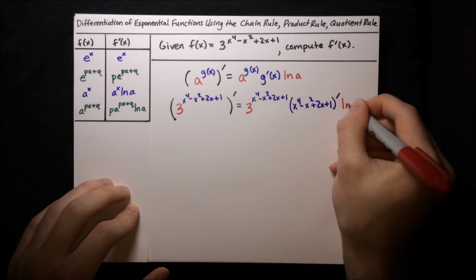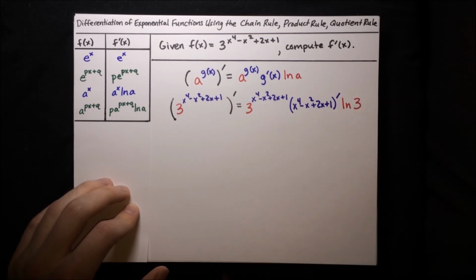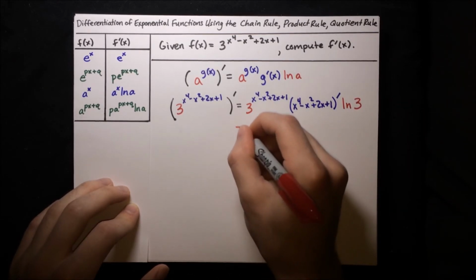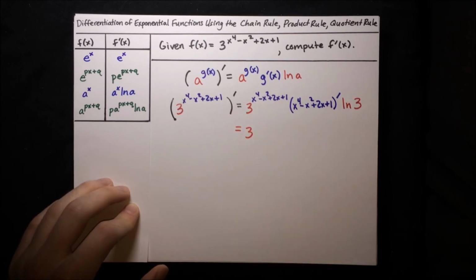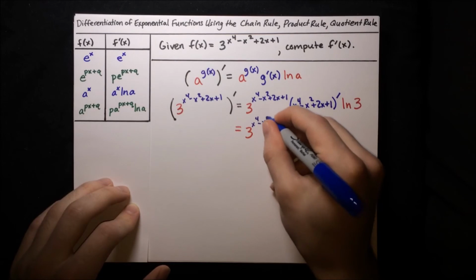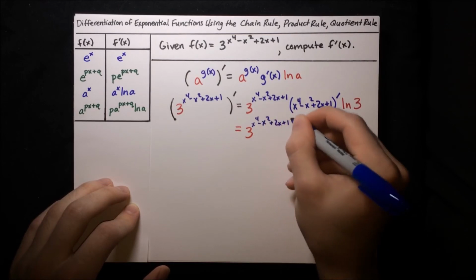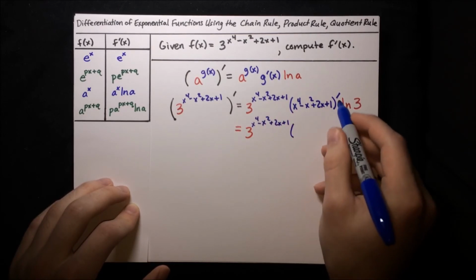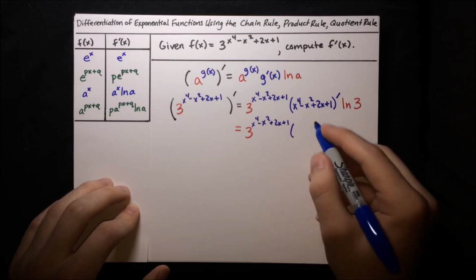Here the base is 3, so natural log of 3. So let's just go ahead and simplify that. So again, we just have 3 to that exponent, x to the 4th minus x squared plus 2x plus 1, and then times the derivative of that exponent. So derivative, all we have to do is apply the power rule here.